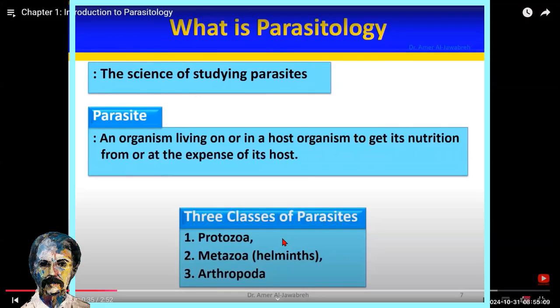And then arthropoda, the insects. The mosquitoes, the flies, the ticks, and the lice, and so on. We will not talk about the arthropoda, just 1 or 2 slides at the end of this chapter, and then we will close the issue. Because if we talk about arthropoda, there is another course which is called entomology. Entomology takes care of the arthropoda. You study the mosquitoes and the flies and the ticks and so on. So these are the three major classes of parasites: protozoa, metazoa, arthropoda.